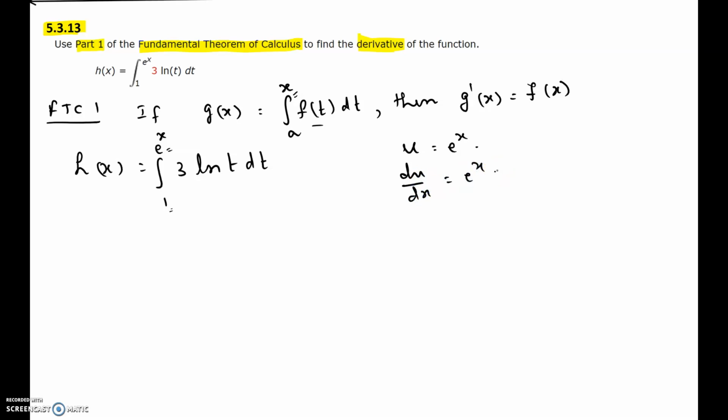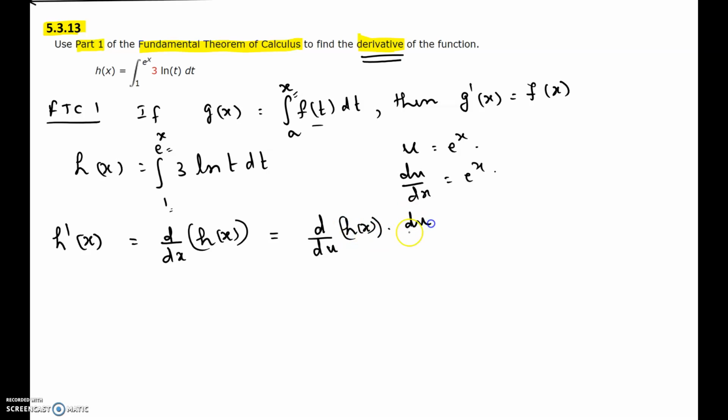And also when we do h prime x, which is what the question asks, you have to find the derivative, so you are actually differentiating with respect to x. So d by dx of h of x. But h of x depends on the variable u, and u in turn is a function of x. So it is a function of a function. Whenever you have a function of a function, you use the chain rule. So we're going to write this as d by du of h of x times du by dx. This is by chain rule.